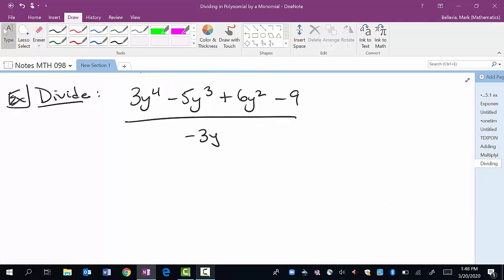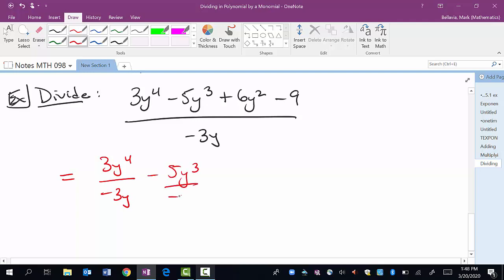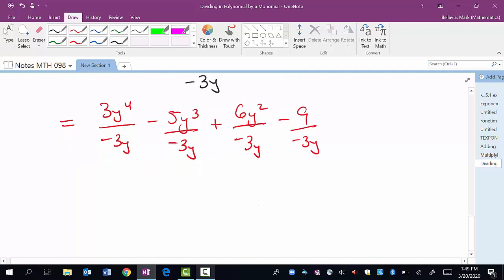Again, you have a polynomial divided by a monomial. So taking a look at this, you have 3y to the fourth over negative 3y, minus 5y to the third over negative 3y, plus 6y squared divided by negative 3y, and then negative 9 divided by negative 3y. And now we'll evaluate this.